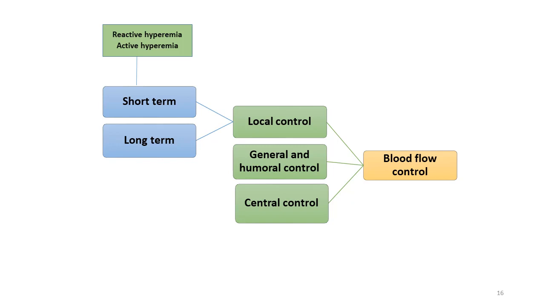Blood flow is controlled by local control, general and humoral control, or central control. Let's look at the local control. Local control has two parts: short-term local control and long-term local control. Local control means that the blood flow control happens in one local part of the body, for example in the leg or in the hands or in the trunk or in any organs.